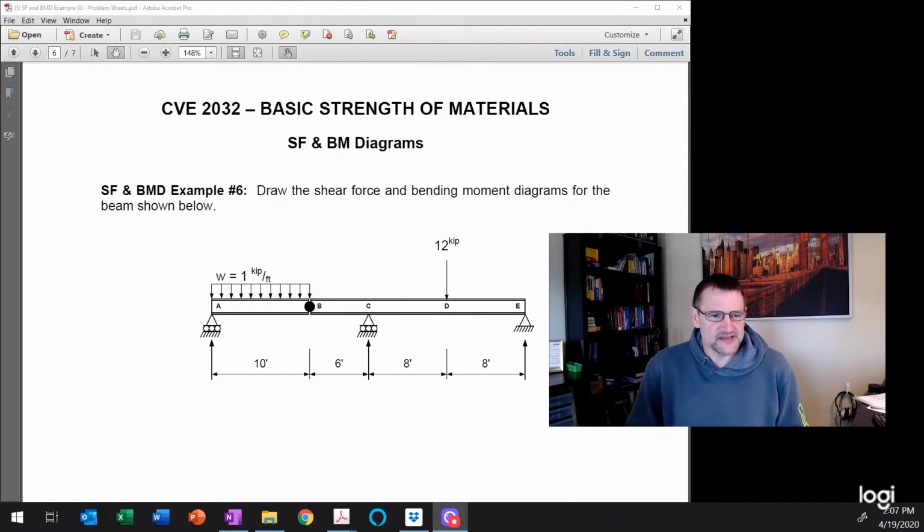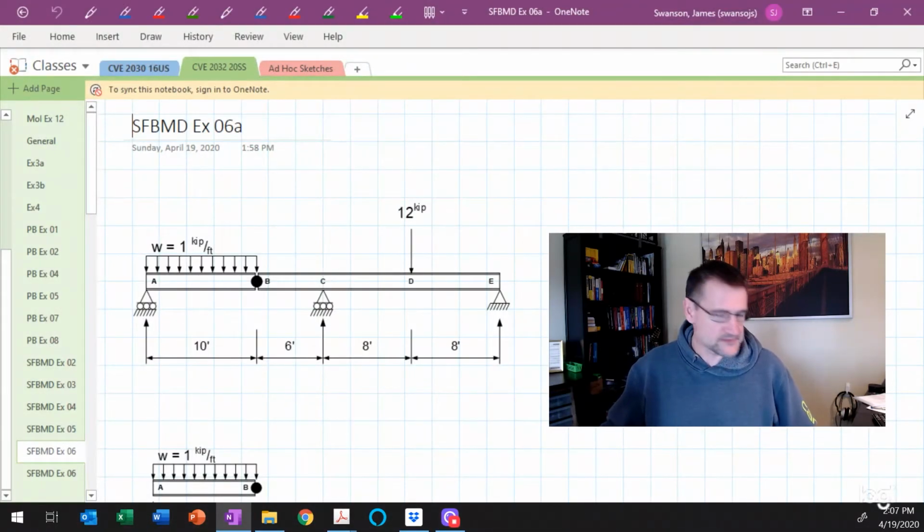This problem is a little bit different in that there are four reactions, three vertical reactions and one horizontal. And that represents a bit of a difference in that in the past we only had three reaction problems. So the way that I'm going to solve this is break it up into part A, which is going to be to solve for the reactions, and then part B, which will be to actually draw the shear force and bending moment diagrams. So with that, let's go ahead and go to OneNote where we'll start working on this problem.